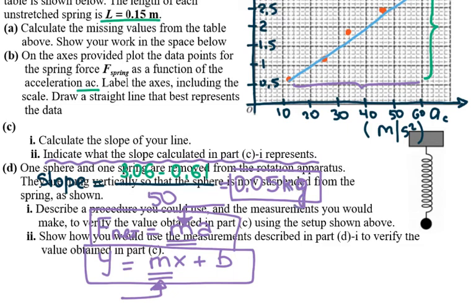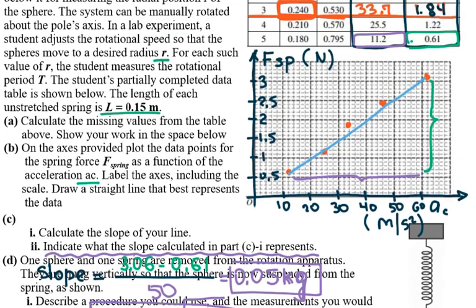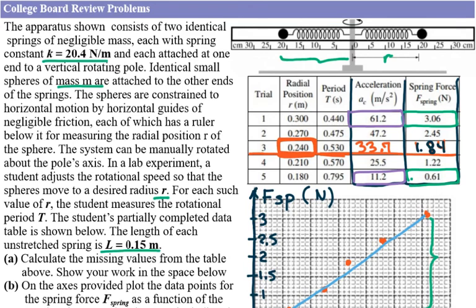And what does it mean, that mass? This is the mass of the spheres that you have on the sides. So the slope that we just found is the mass of each of the spheres.